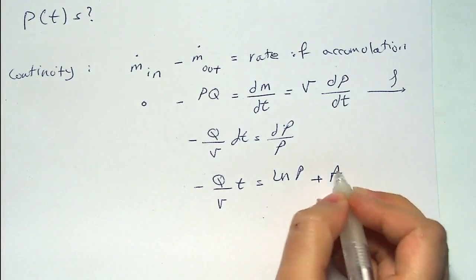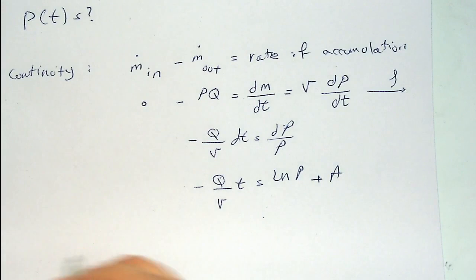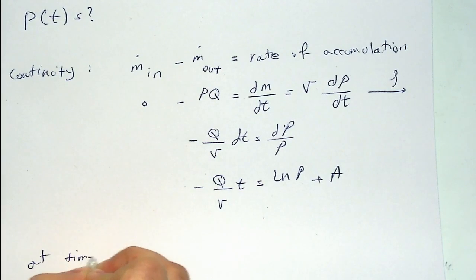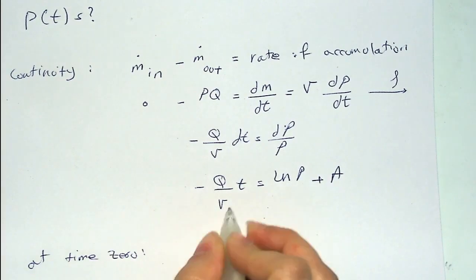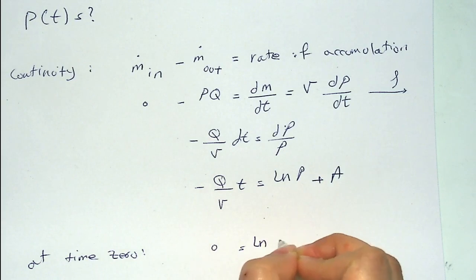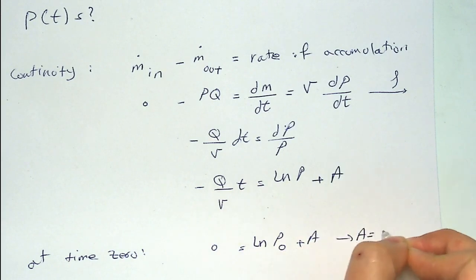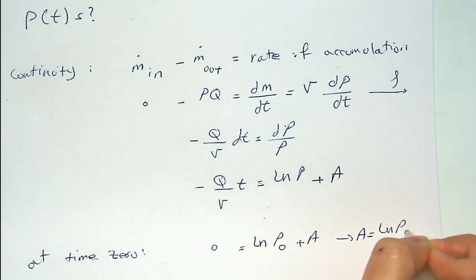To calculate this constant, this a, I have the data for the initial state. I would use those data to calculate the a. So at time 0, the left hand side would be 0 because t is 0, and I would have the natural logarithm of rho 0 plus a. So a is equal to ln rho 0.